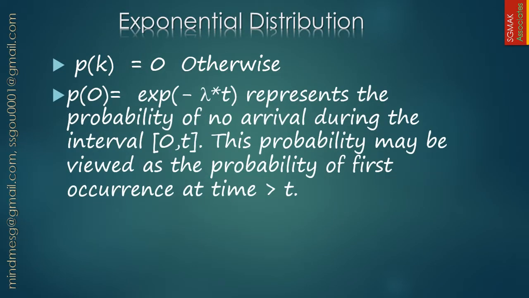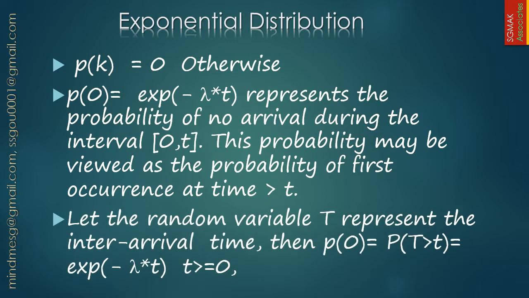Now, if I put k equals 0, then the probability of no arrival is given by e to the power minus lambda t. This also represents the probability of no arrival in the interval 0 to t. It can also be viewed as the probability that the first arrival happens beyond time t.